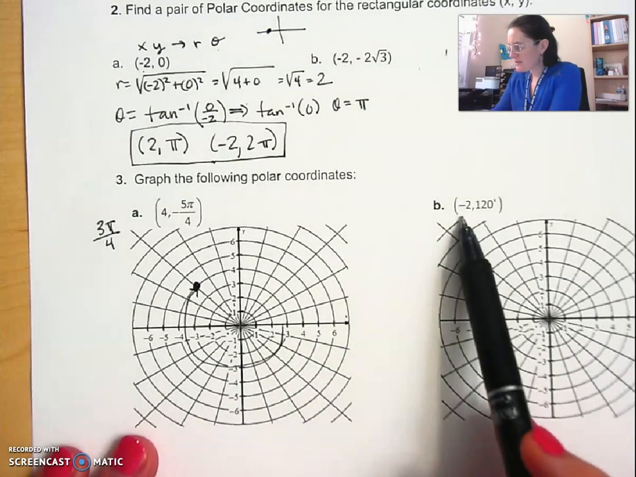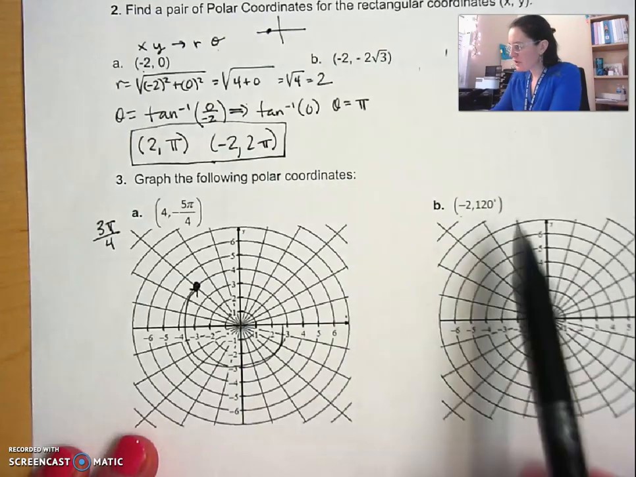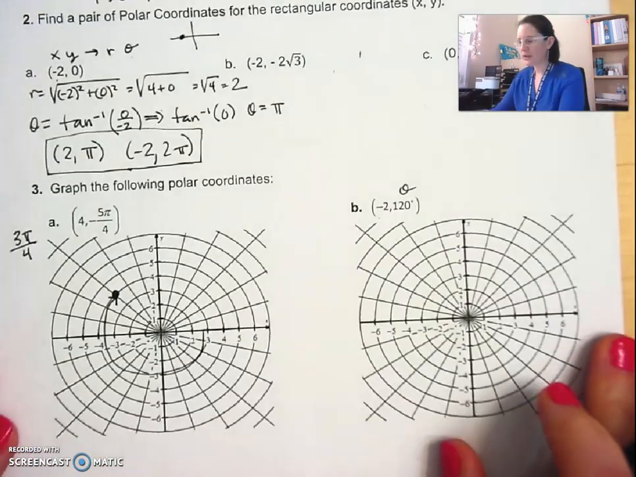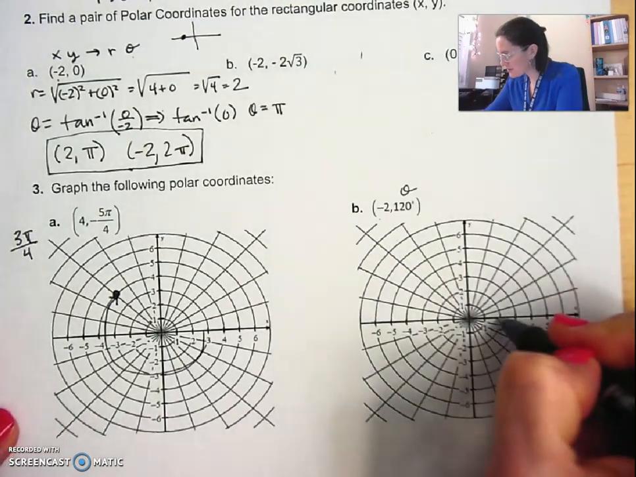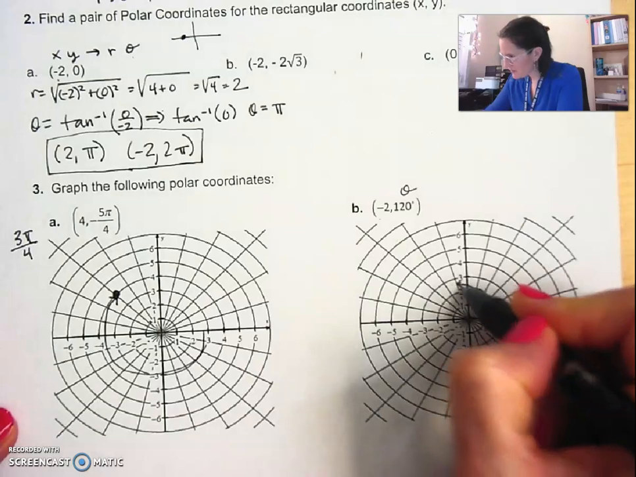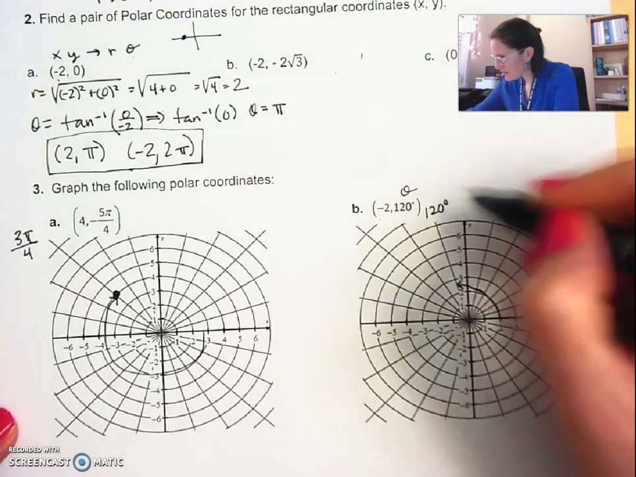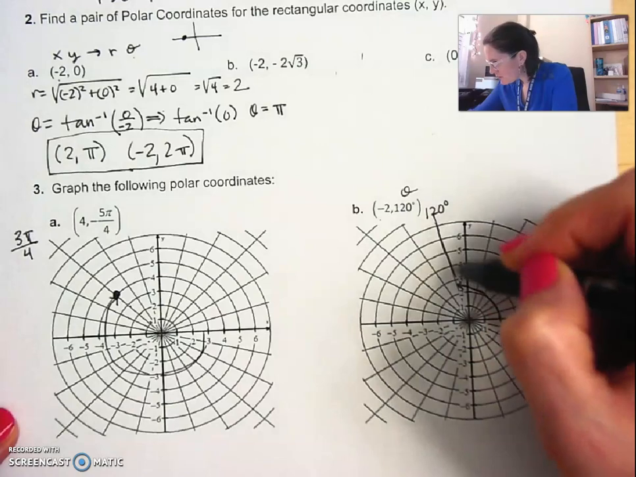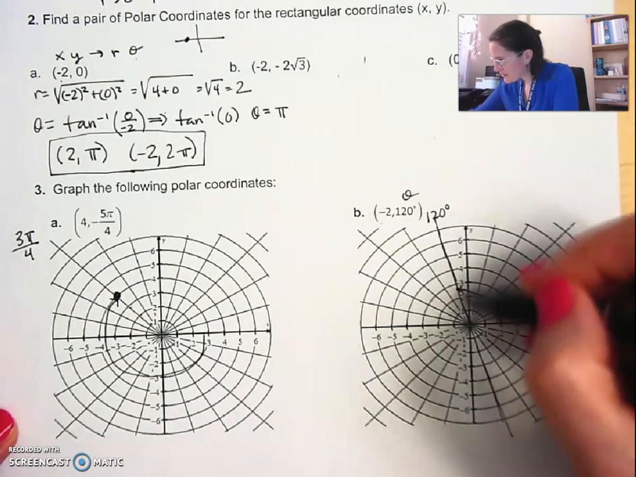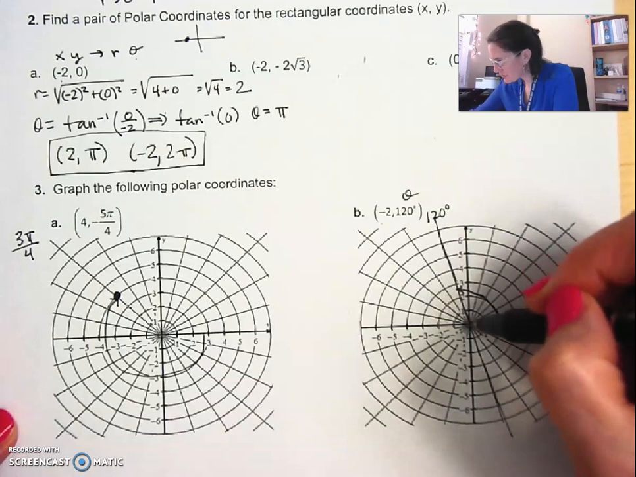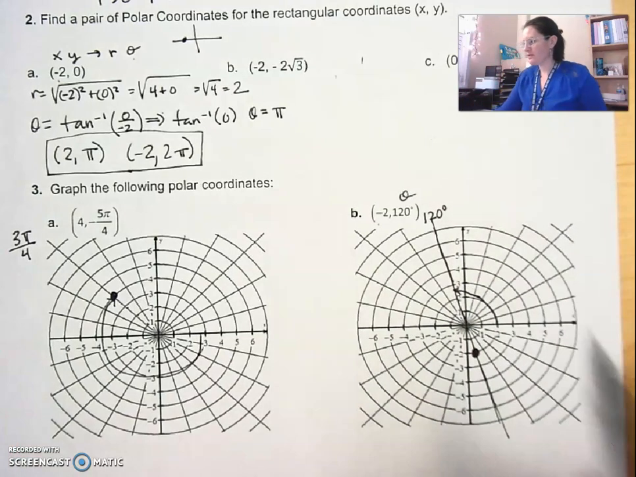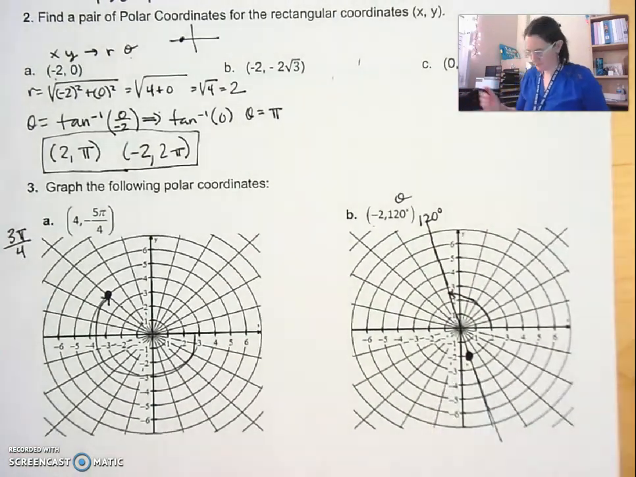Now B has a negative radius, so you start with the theta and you find where 120 degrees is as an angle. So it is right here on this line. But so we're here, but negative 2 means now you're going to go back to your origin, you're going to go 2 in the opposite direction. And so that's where the point is actually going to be.